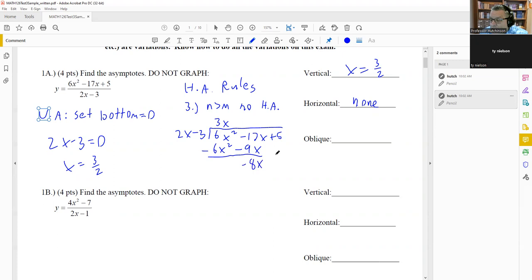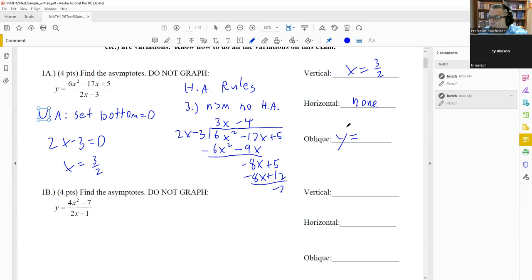Then we bring down the plus 5. Negative 8x divided by 2x is just going to be a negative 4. So multiply that, we get negative 8x plus 12. And if you subtract it, you get a remainder of negative 7. However, the remainder doesn't matter when you do these problems. It's only the quotient part that you're going to put. Don't forget to put y equals, because it needs to be an equation.